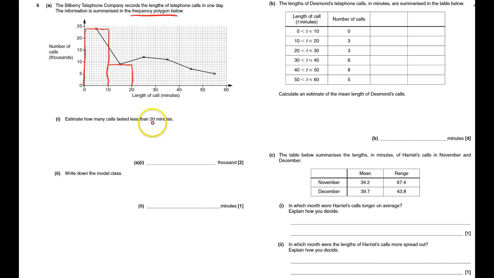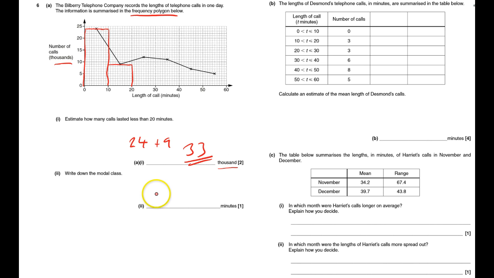How many calls lasted less than 20 minutes? Well, there were 24 which lasted between 0 and 10, and there were 9 which lasted between 10 and 20. So that makes 33 calls altogether. Actually, 1,000, remember, not just calls. 33,000. It's put the 1,000 down there already.